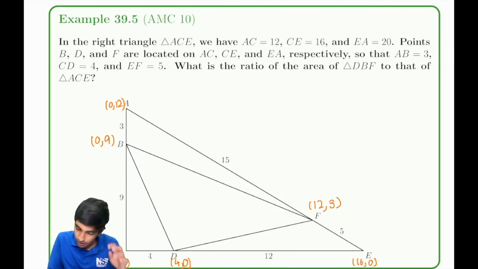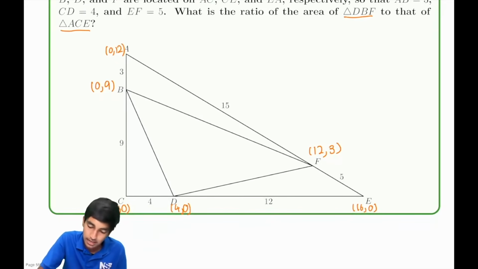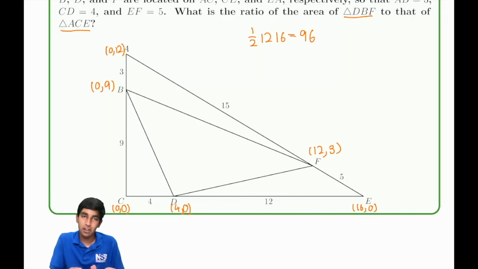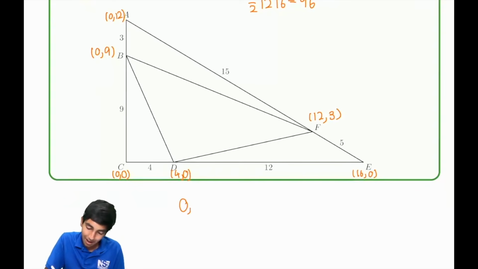Okay, so the ratio of area DBF to ACE. DBF, we can find the area using the Shoelace theorem. And ACE, well, that's just a right triangle with legs 12 and 16, so 1/2 times 12 times 16 is 96. Now we could do Shoelace for it, but that's not needed. There's a much simpler way using just half times base times height. And now for BDF, let's use the Shoelace theorem, our favorite theorem.